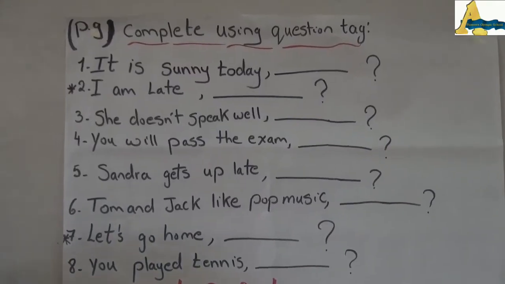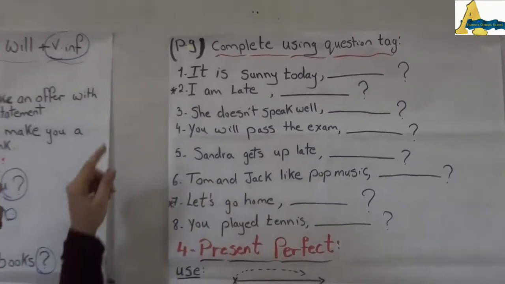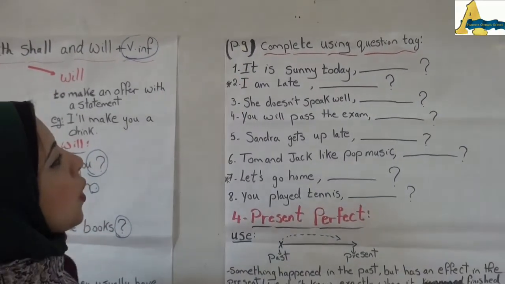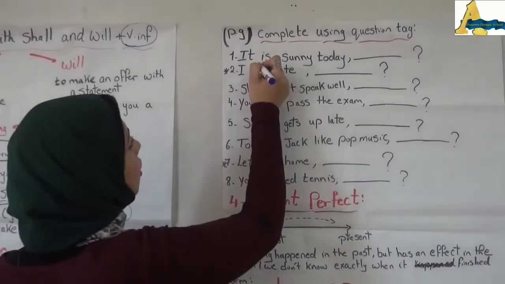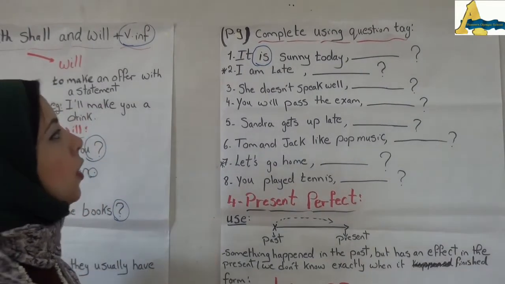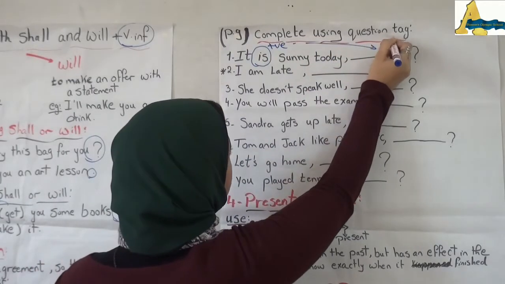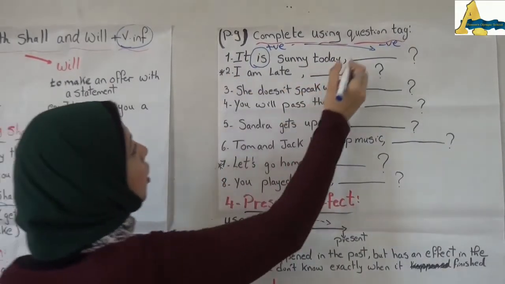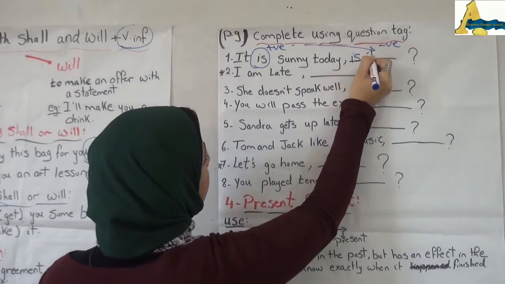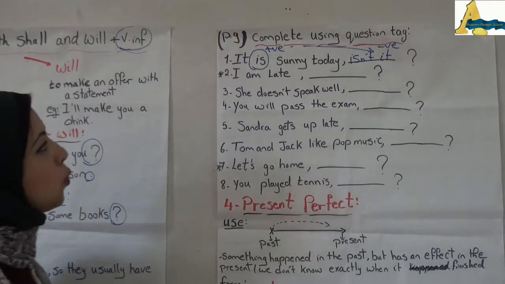Okay, so we said that for a question tag, the first thing we have to look at is the auxiliary verb in the sentence. For example, here, complete using question tag. It is. Where is the auxiliary verb? Yes, is. So it is positive here. So is here is positive. So we have to change into negative form. So it is going to be isn't it.